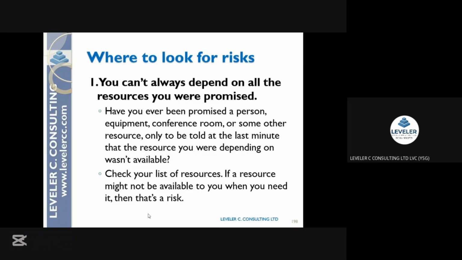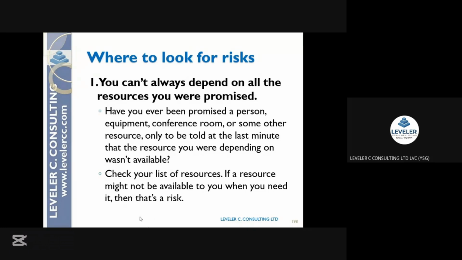All resources promised to you, you may not get them. We have said this over and over. You can't always depend on all the resources you were promised. If you depend on all the resources you were promised, your project will fail. So that alone is a risk. Do we get it? If you cannot depend on all of the resources that you have been promised, it is a risk. So you already have it in mind that, when I embark on this project, they will not give me all of the things that I need. That is number one risk.